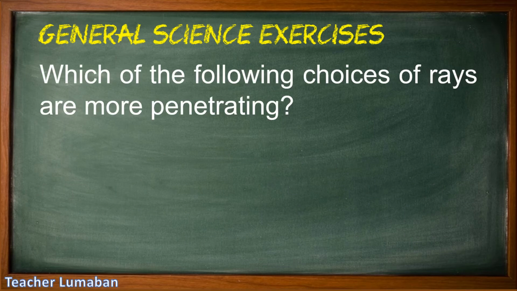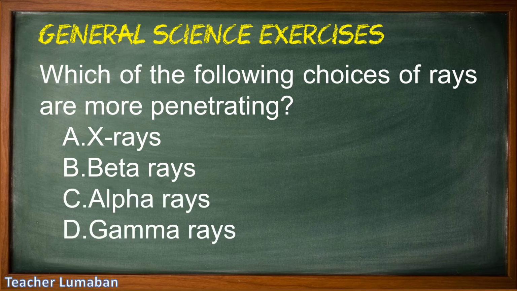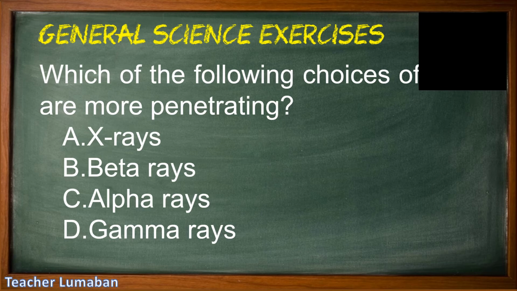Which of the following choices of rays are more penetrating? Letter A, X-rays. Letter B, beta rays. Letter C, alpha rays. Letter D, gamma rays. Choose the suitable answer to the following choices in 5 seconds.